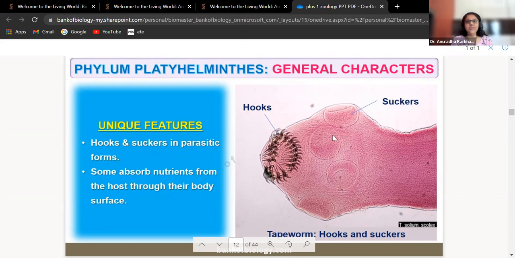So see how the parasitic forms have adapted so precisely that they can easily extract what they need from the host. So some absorb nutrients from the host through their body surface. Okay. Now there's one more point. You understood? What are hooks and what are suckers?